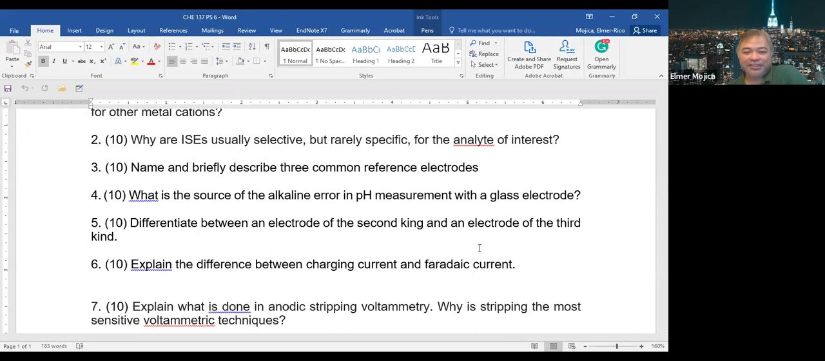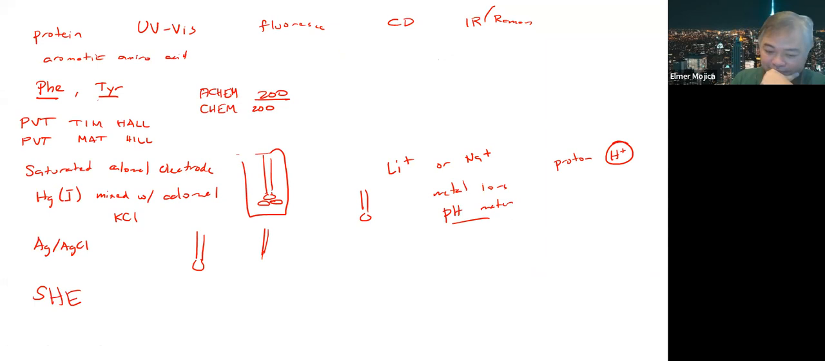So what is the source of the alkaline error in pH measurement with a glass electrode? Ano sa tingin nyo? Anong ion ang nagka-cause ng alkaline error? Anyone? So, remember, this is still glass membrane, di ba? So, ano ba yung mga basic solution? Sige nga. Yeah, OH. Pero usually, saan yung source ng OH? So you have the sodium ion from sodium hydroxide. And what's the other OH? Potassium.